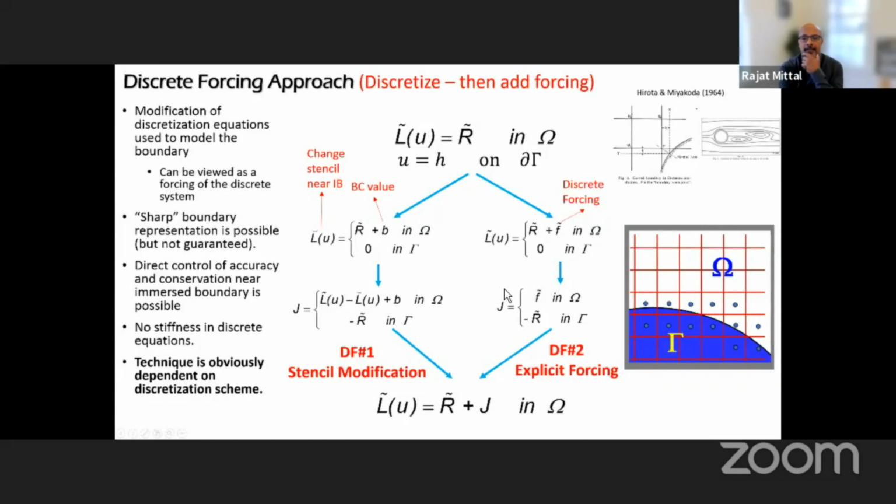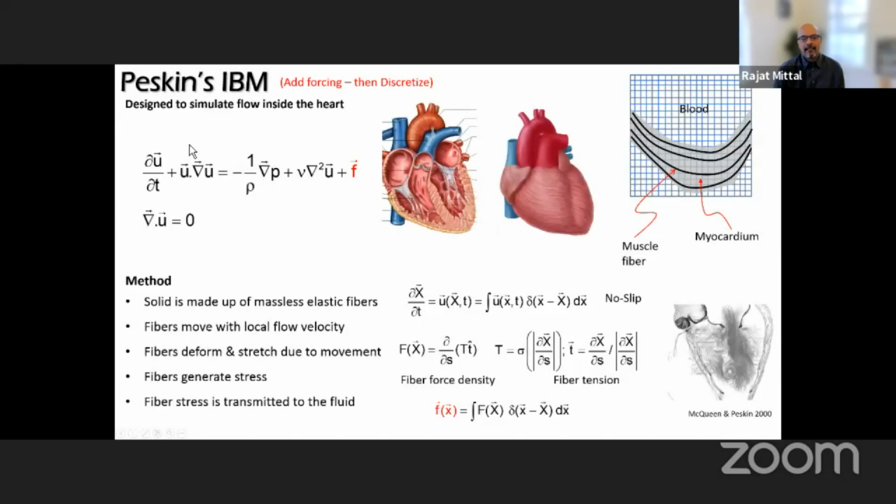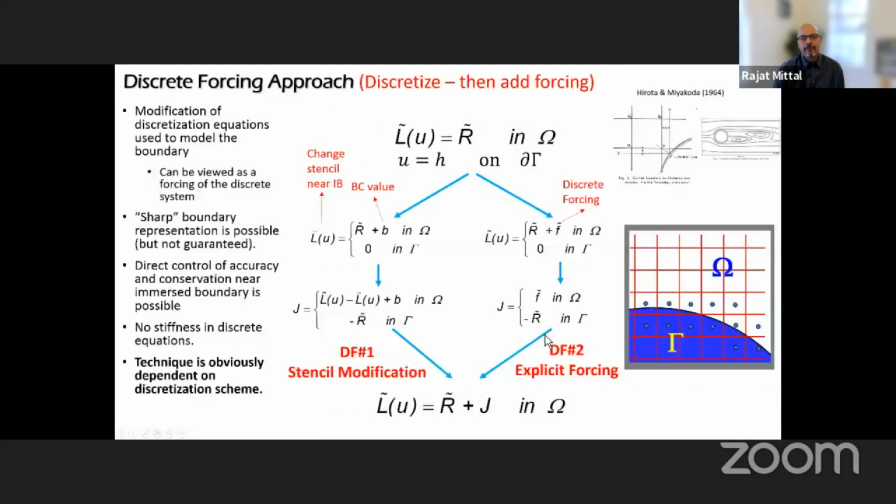In contrast to Peskin's immersed boundary method, there is what we call the discrete forcing approach. The whole idea here is that in Peskin's immersed boundary method, I just kind of skip back, you have the Navier-Stokes equations and you add a forcing to the continuous Navier-Stokes equations, and then you discretize the problem. But in discrete forcing methods, you discretize the Navier-Stokes first, and you can discretize it using your finite difference method or a spectral method or a finite element method.